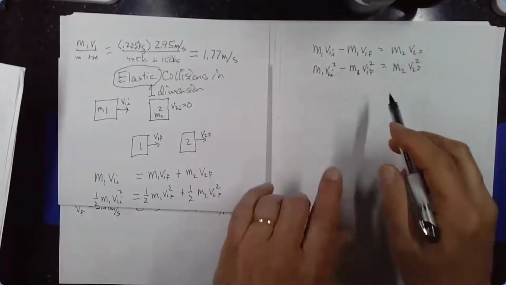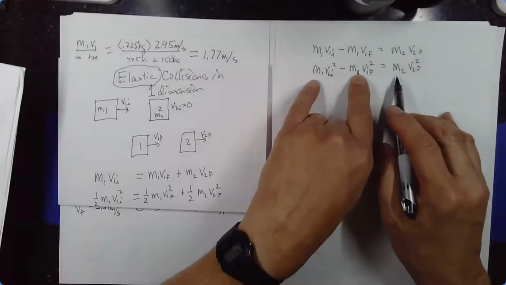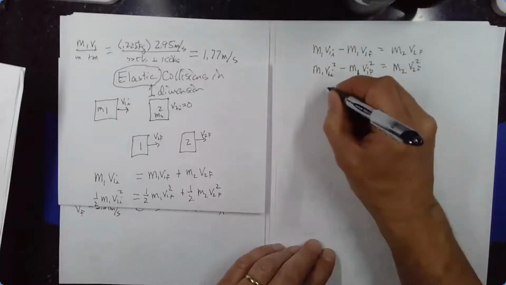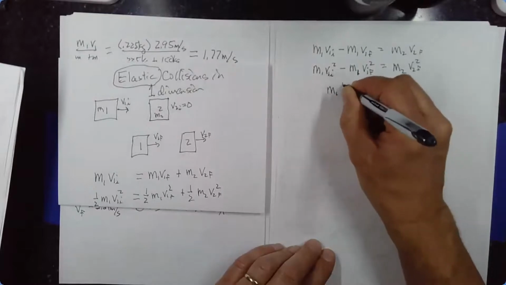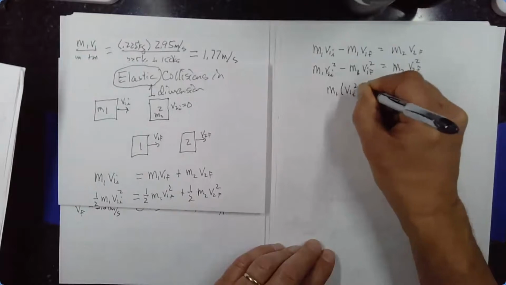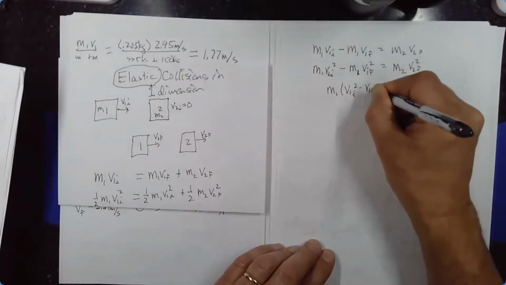Okay, well, I've got things I can factor out of these. And I'm going to factor the M1 out on this side. I'll have M1 times V1 initial squared minus V1 final squared.